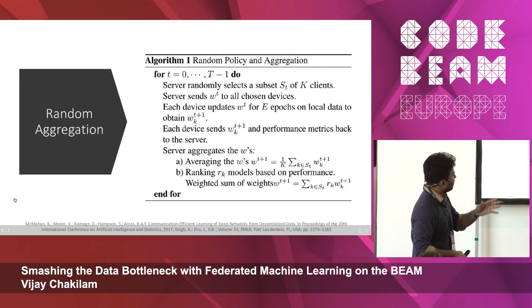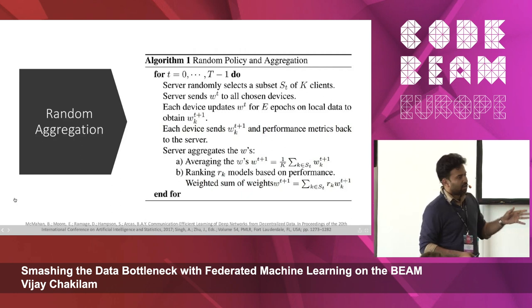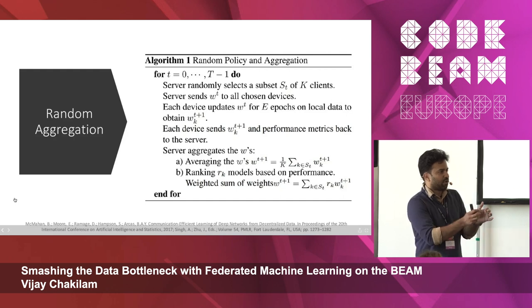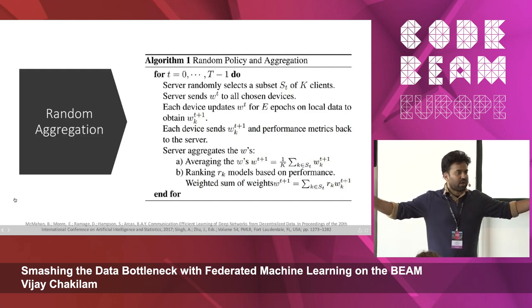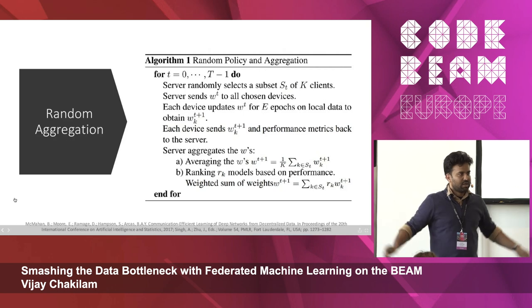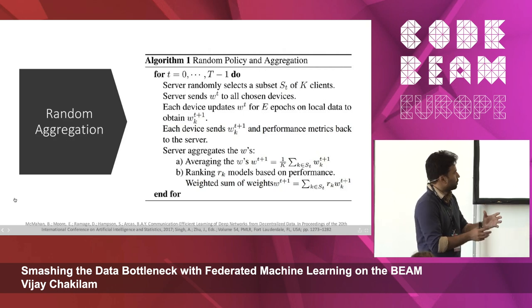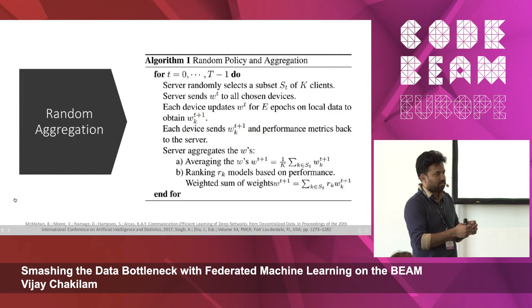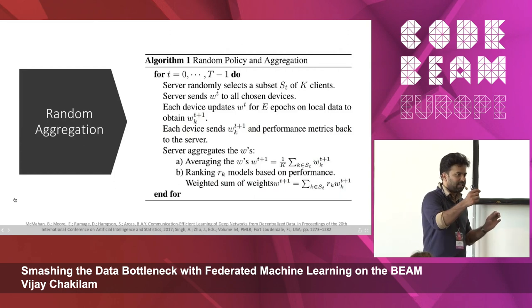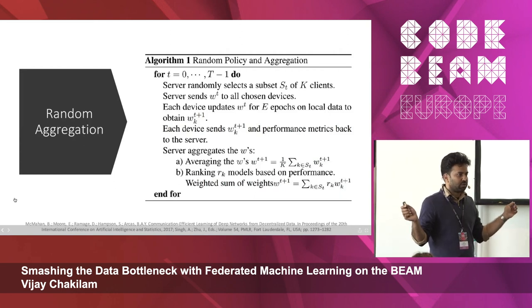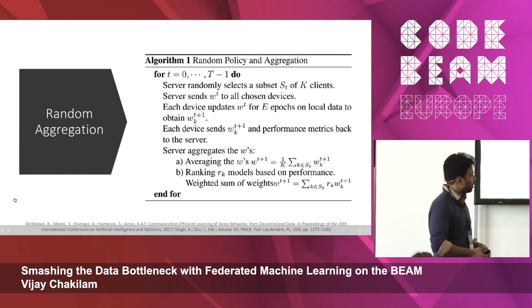So for every T, what you're doing here is randomly selecting a subset of the clients. If there are 10,000 or 100,000 clients, you're randomly selecting a subset of those clients, and then initiating a set of weights randomly and sending them to the clients to start training the machine learning model locally.